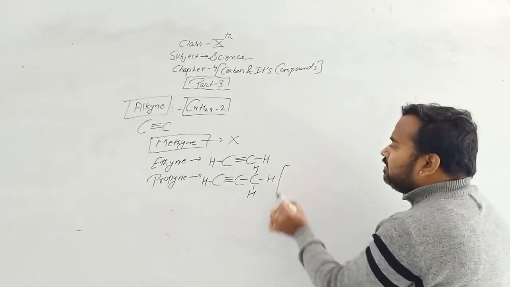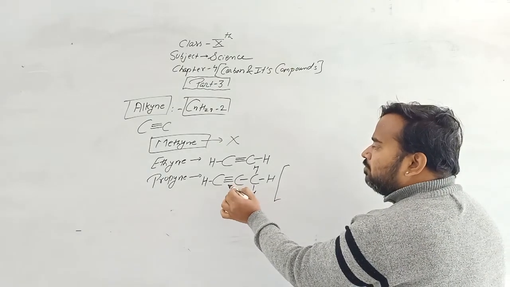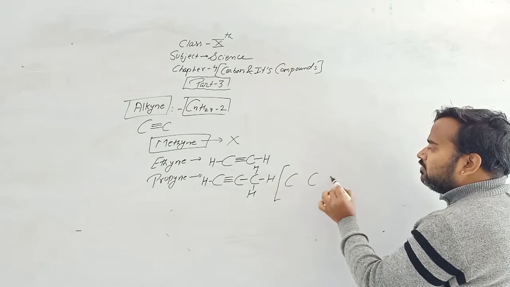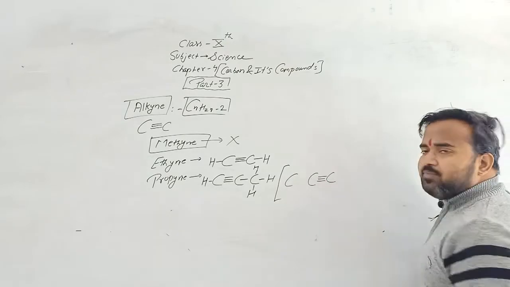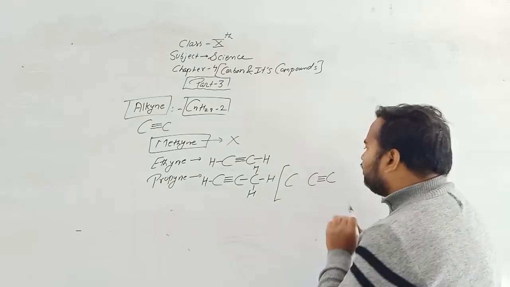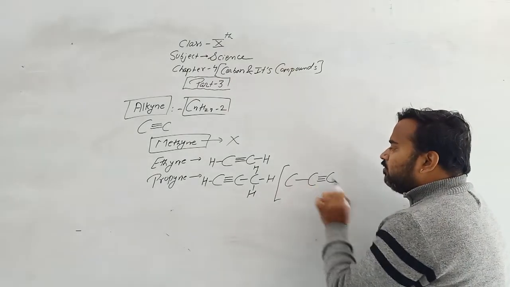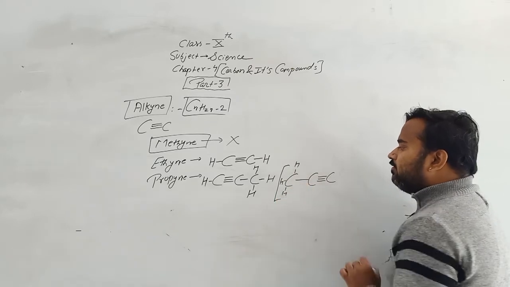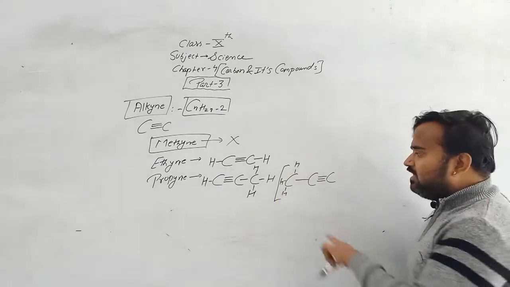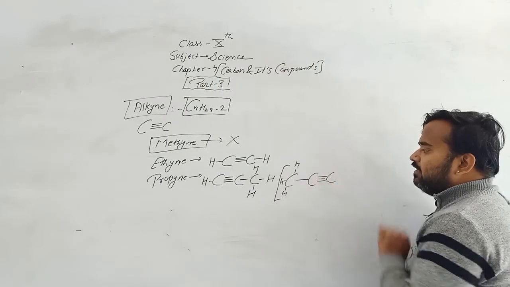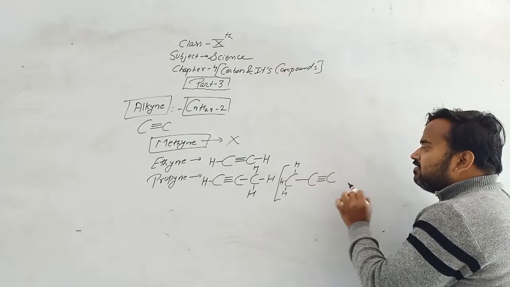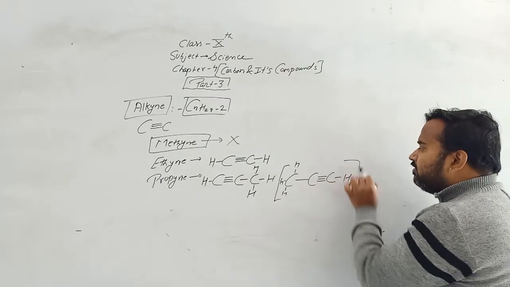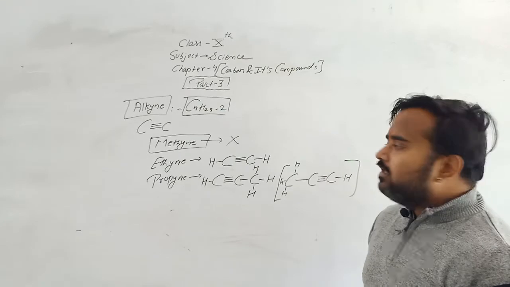Or, if I draw the triple bond between this and this carbon atom, a similar formula will be formed. We can have the triple bond between these two carbons also. This carbon contains only one bond, so it would have 1, 2 and 3 hydrogens. This carbon's valency is already satisfied because of 1, 2 and 3. And this carbon has 1, 2, 3, so it would contain one more hydrogen. So the structure of propyne can be drawn like this.